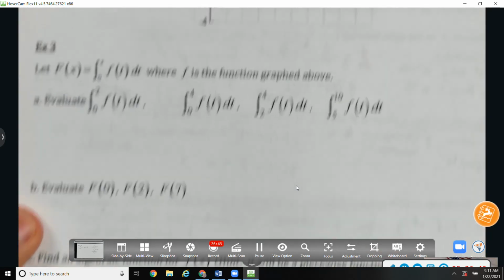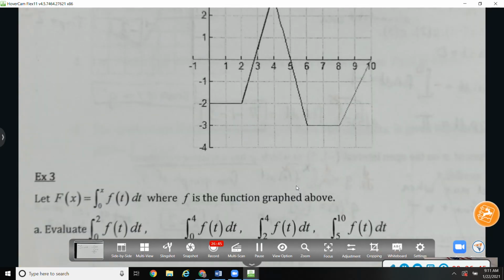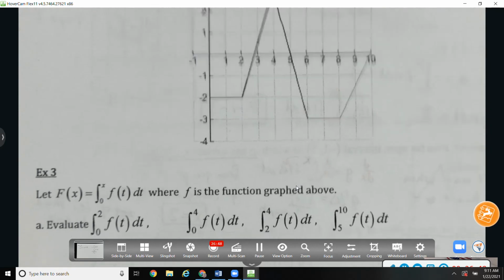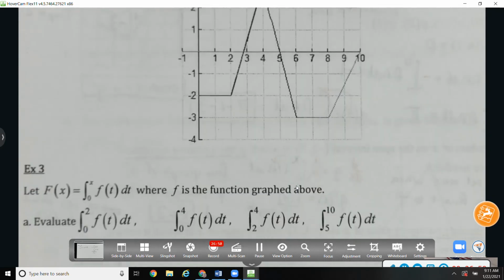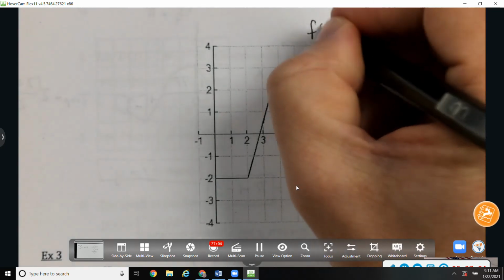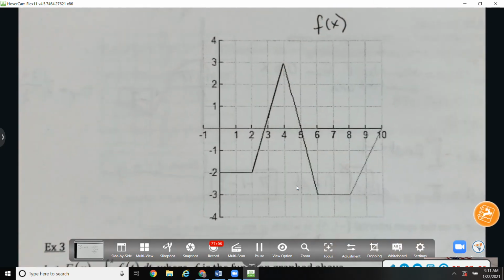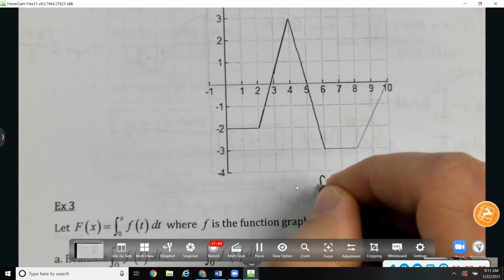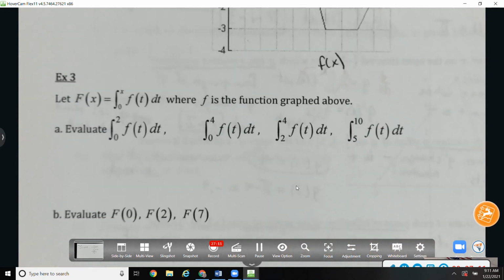All right, the back it's the same thing. It's just more practice on the same thing. So we'll go a little faster and hopefully finish before the bell rings here. Let capital F equal the integral from 0 to x of little f, where f is the function graphed above. So I'm going to label that graph f of x. Maybe I'll label it underneath it as well, just so I can see it both places here.